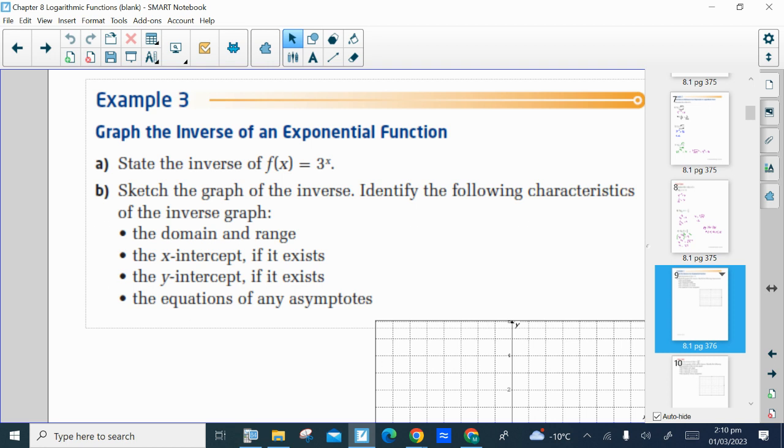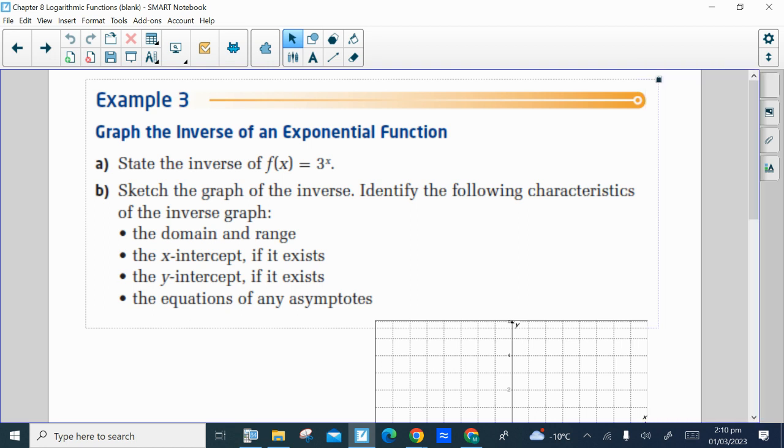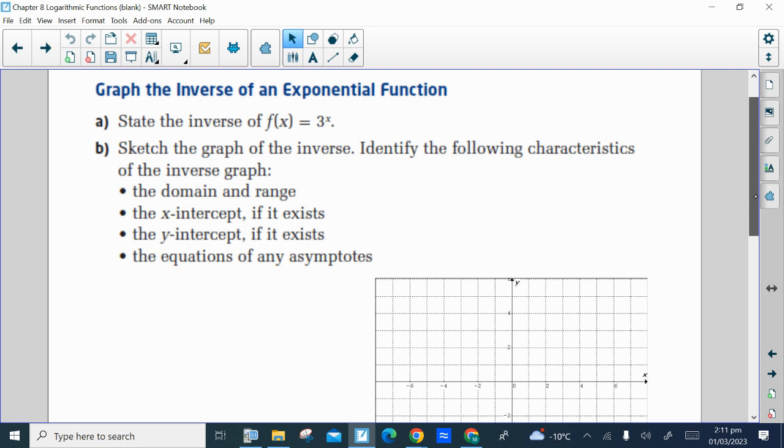Take points on the original graph, switch x and y, and that'll give you the points on the inverse, right? The domain of the function is the range of the inverse. The range of the function is the domain of the inverse. They are opposites of each other. So yes, switch x and y around. So again, we saw that a logarithmic function is the inverse of an exponential function.